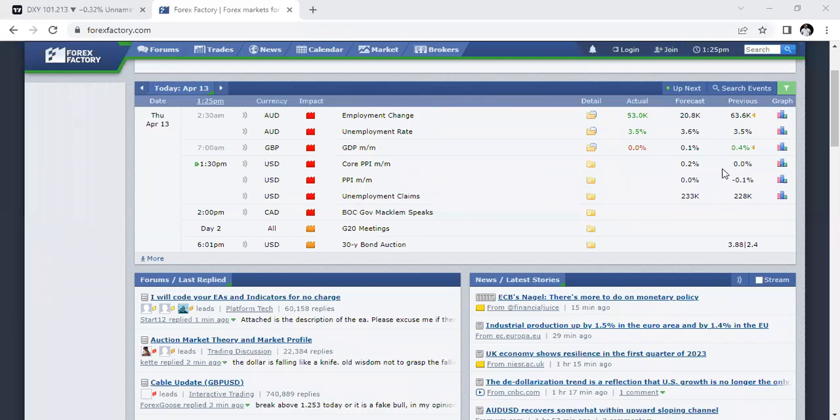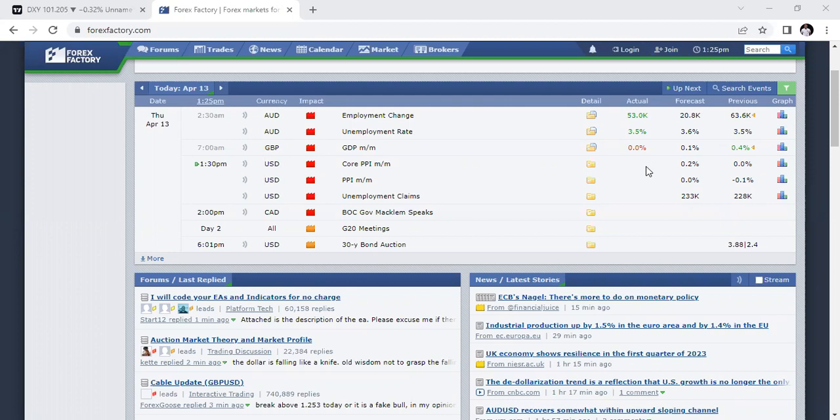So when the figure is released, if it's below the forecast, it will affect the dollar negatively. That means the dollar will sell off. If it is above or the exact forecast that was made, then the dollar will appreciate. Now let's see what happened when the news was released.